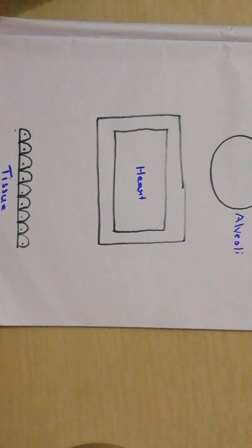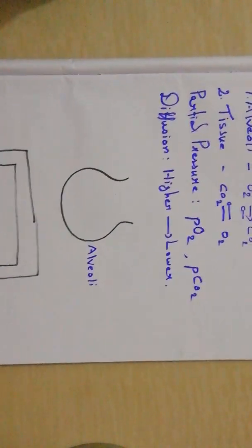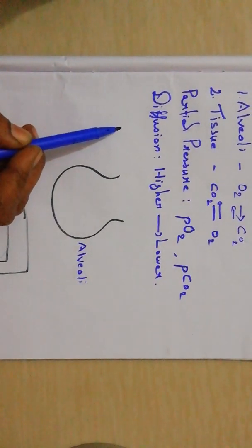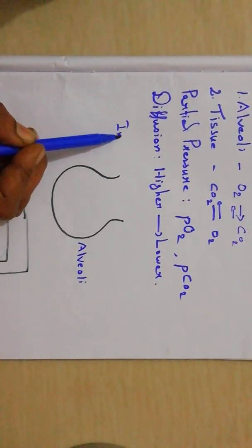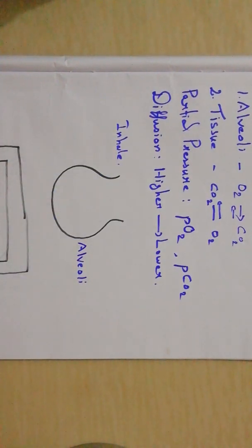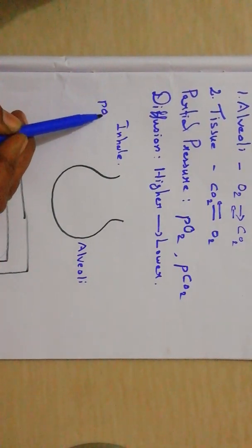It is transported through the heart, right? Okay, now let us see about this exchange and the partial pressure. First of all, listen. When this alveoli is receiving the air, we could say it's the inhaled air, right? So the inhaled air has a partial pressure of oxygen, which means oxygen level, PO2.